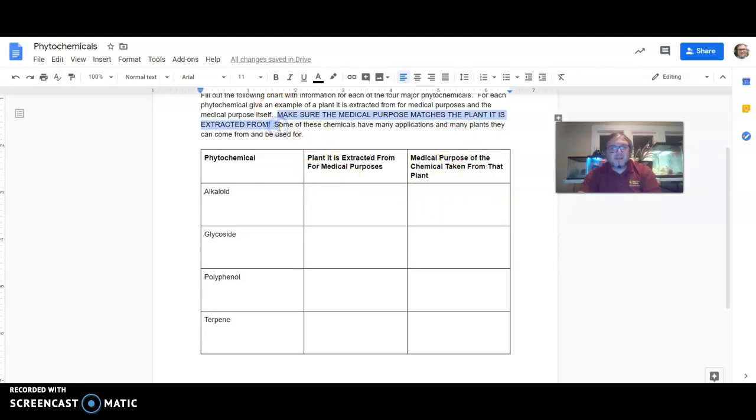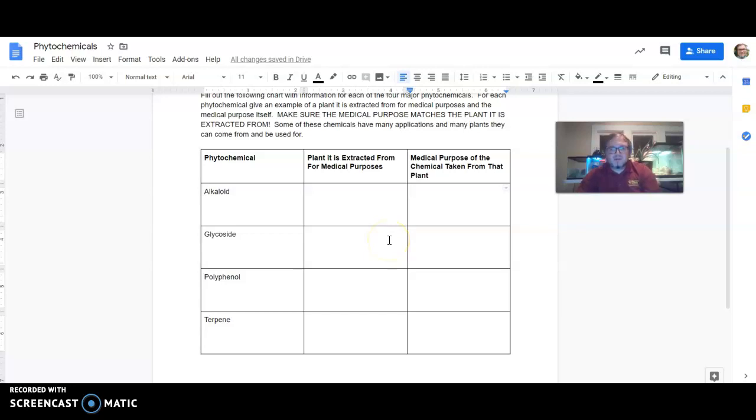Please, and let me go ahead and highlight this, make sure the medicinal purpose matches the plant it's extracted from. Again, these types of chemicals have lots of different medical applications, but each individual plant only has some specific applications. So please make sure those match up. So that's basically it for this one.